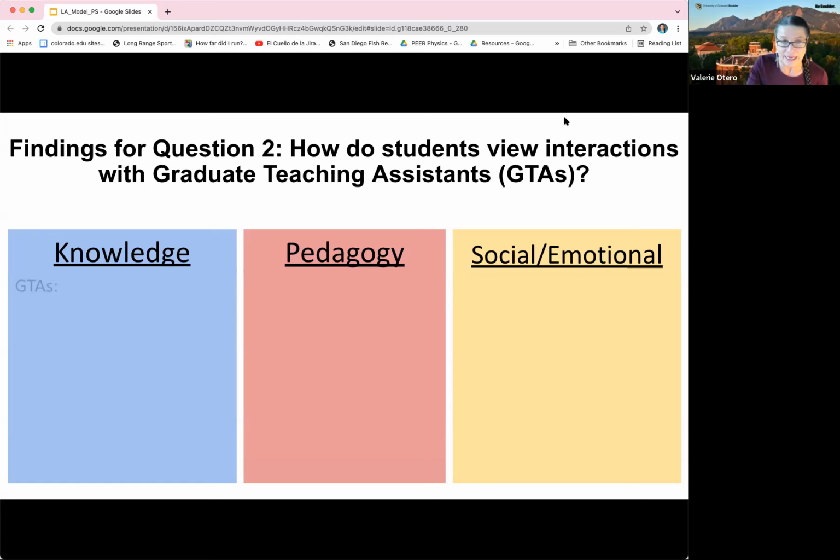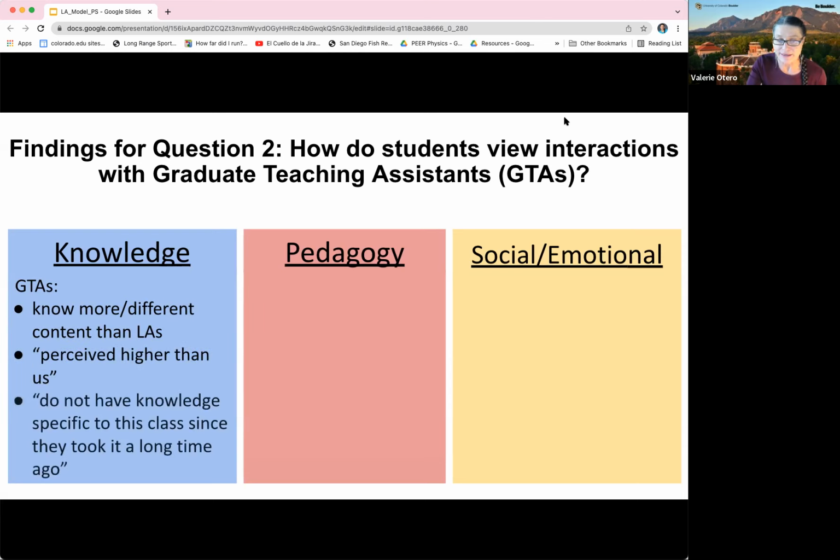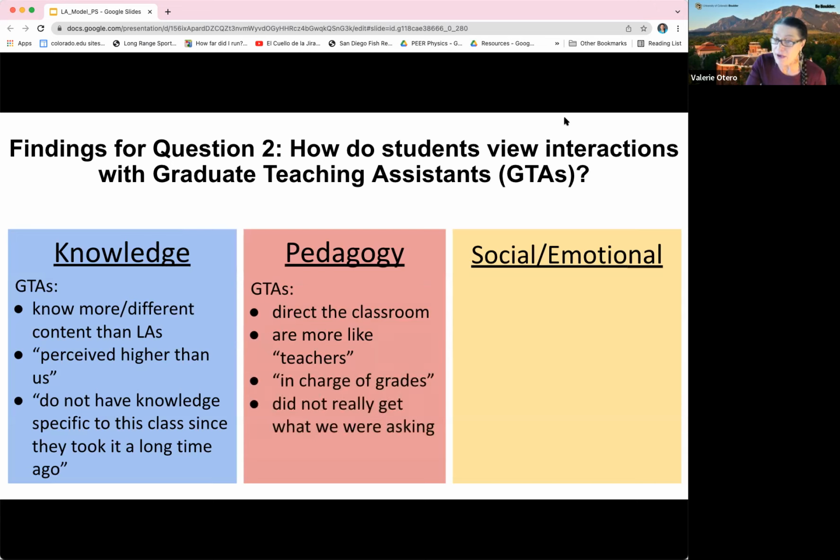What is the difference between an LA and a TA? They said graduate TAs know more or different content than LAs. They're perceived higher than us. They do not have knowledge specific to this class because they took it a long time ago. The students also said that they direct the classroom. They're more like teachers. They're in charge of grades. They didn't really get what we were asking, and they explained sometimes at too high of a level.